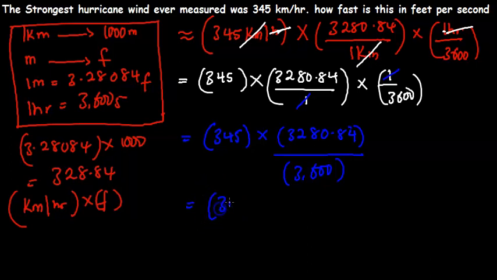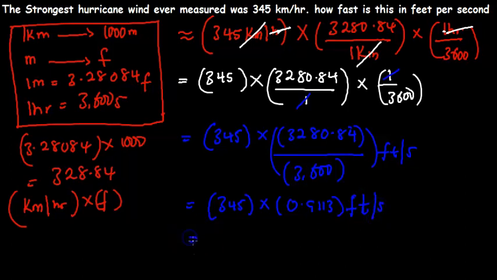Therefore, we have 345 multiplied by the numerator divided by the denominator, which is simply 0.9113. Remember, everything here is going to be in feet per second. If you multiply 345 by 0.9113, this is simply going to be 314.39, also in feet per second.